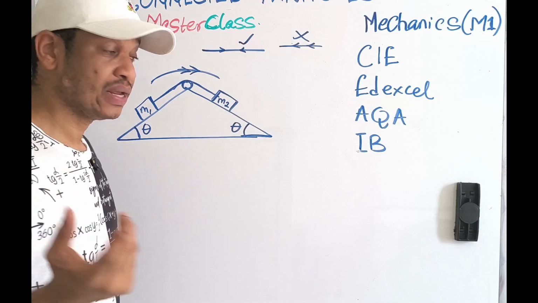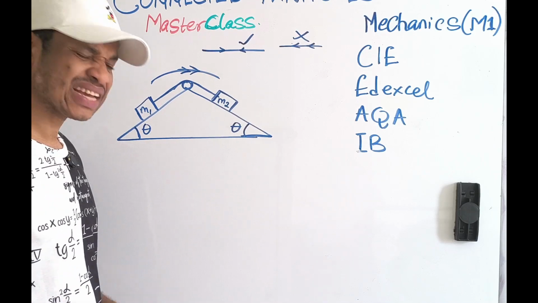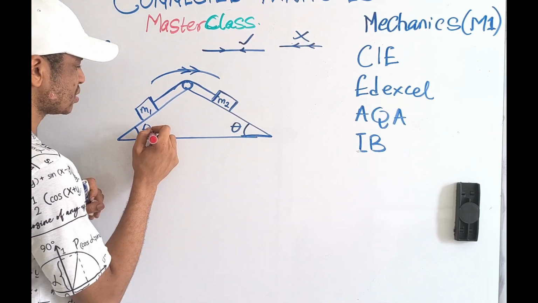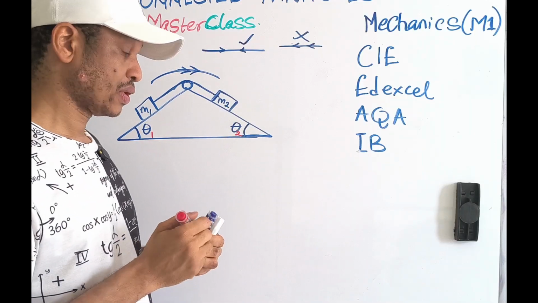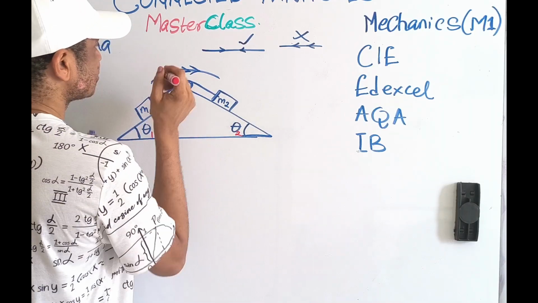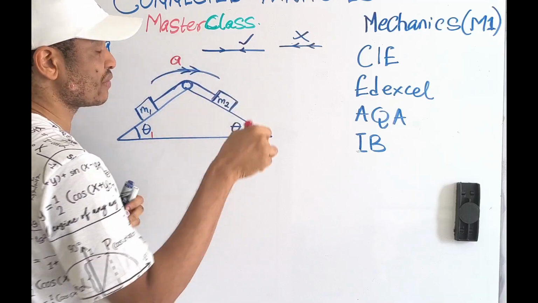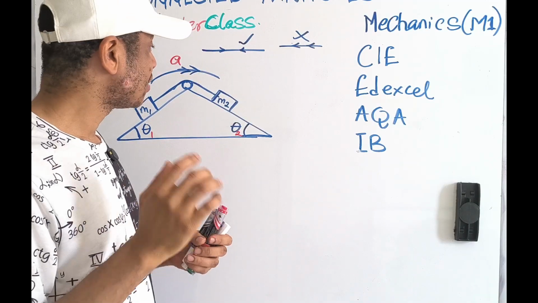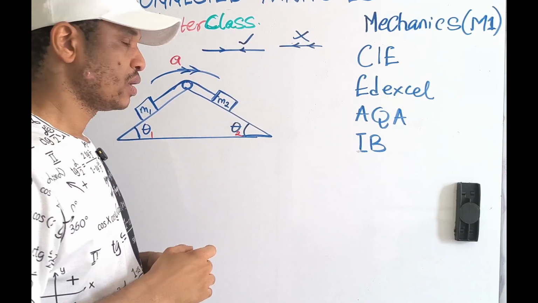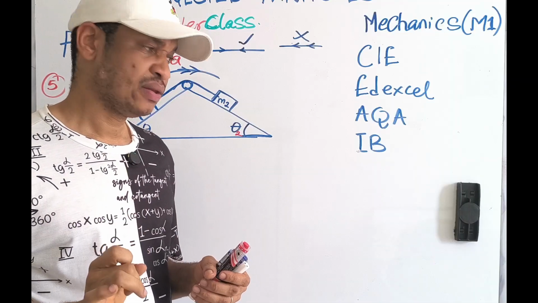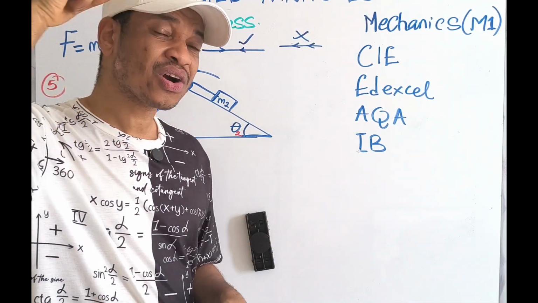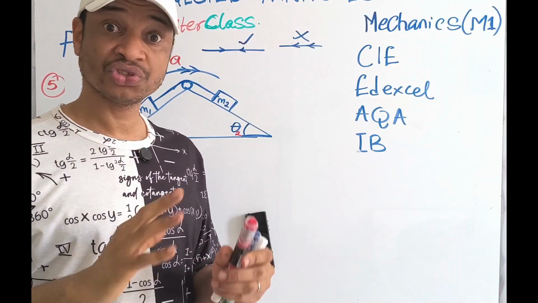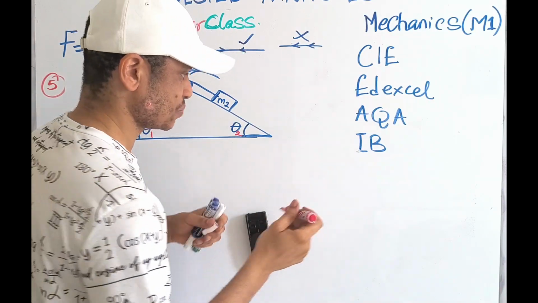We are in inclined plane. These angles can be different. I think I will make it different. So let me call this theta 1 and theta 2. Okay, this particle is accelerating in this direction. Now what do we need to know? If you are not used to inclined plane, it is very important you understand how to get some constants in inclined plane. So I'm just going to do a refresher for you guys.